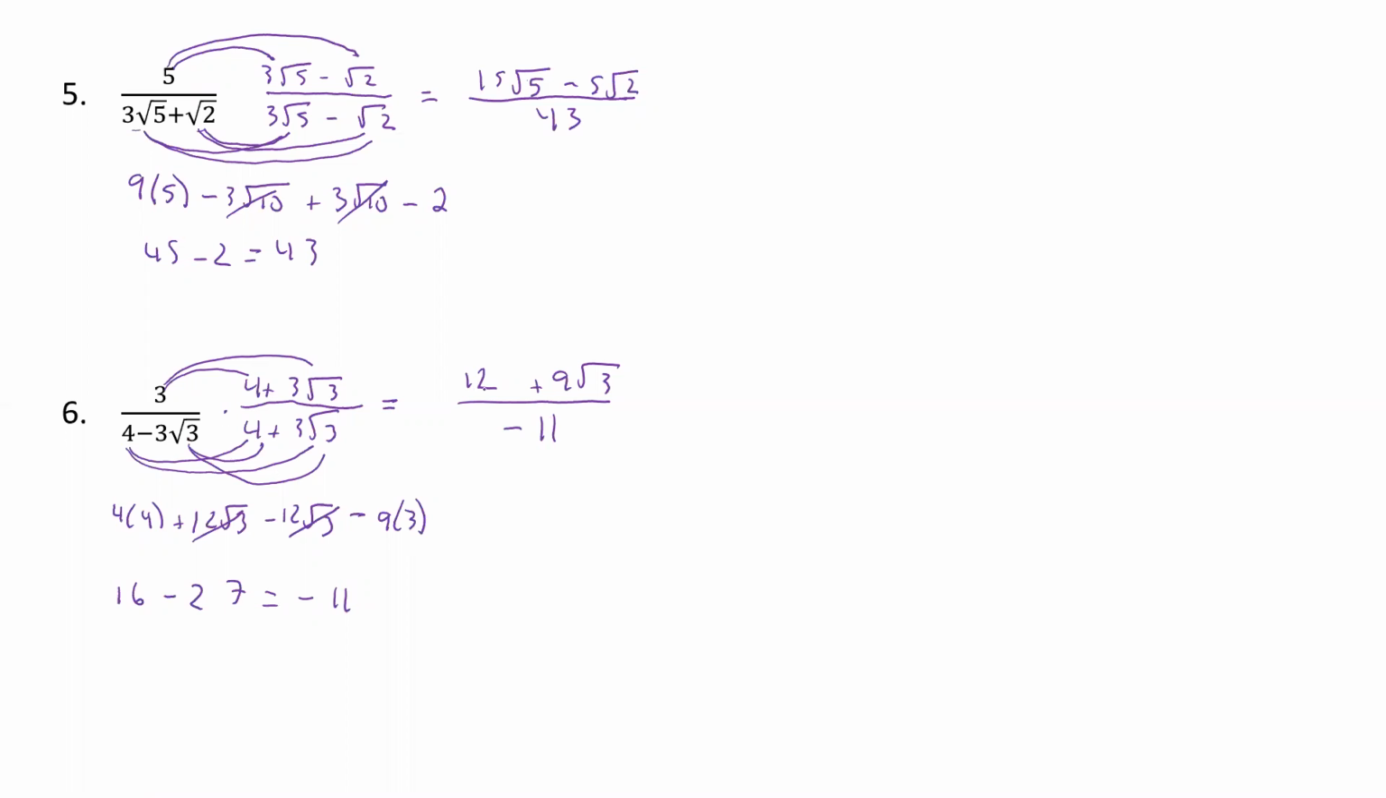Okay. And our numerator is still just 12 plus 9 square root of 3. We can't simplify anything here. No canceling can happen. And so then that would be our final answer.